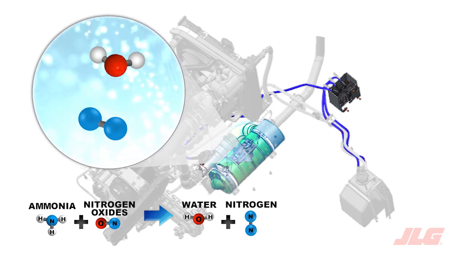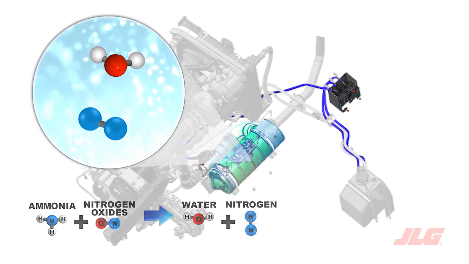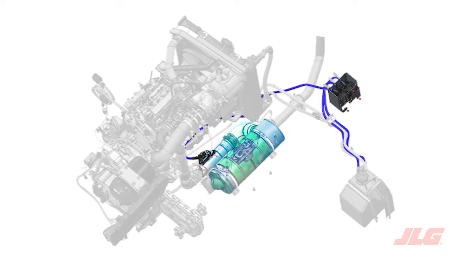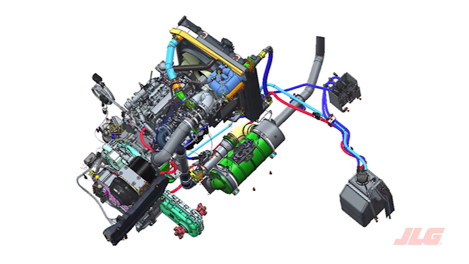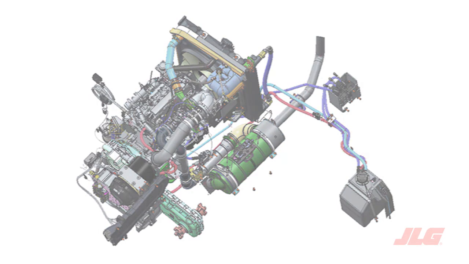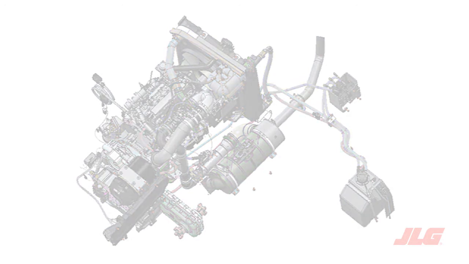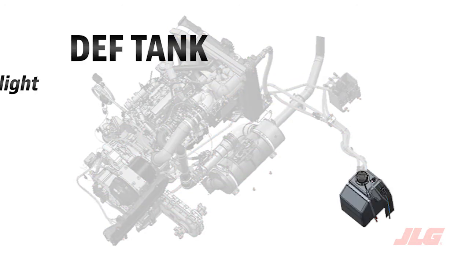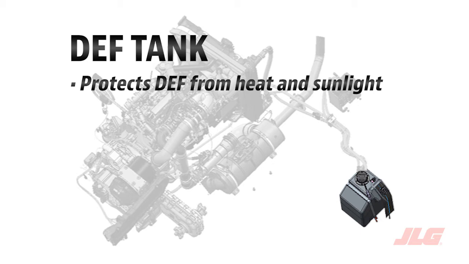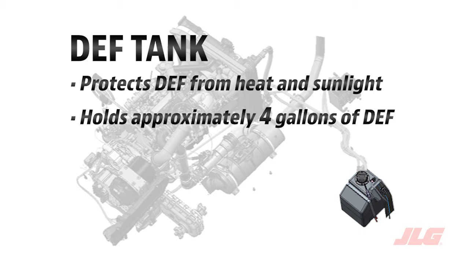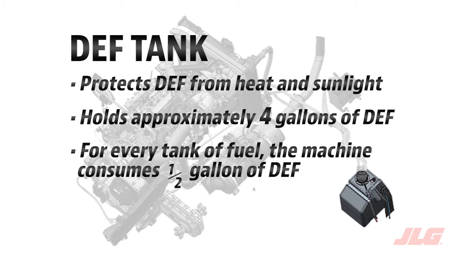The next section focuses on operation and supporting systems related to each component with more detail. Detailed review of system components. The DEF tank is located and designed to protect the DEF from heat and sunlight. It is designed to hold approximately 4 gallons of usable DEF. On average, for every tank of fuel, the machine will consume half a gallon of DEF.